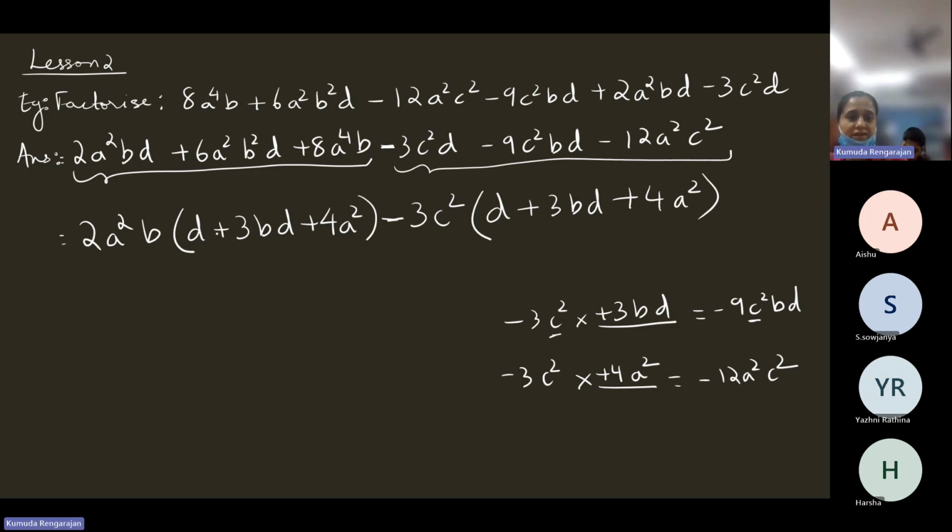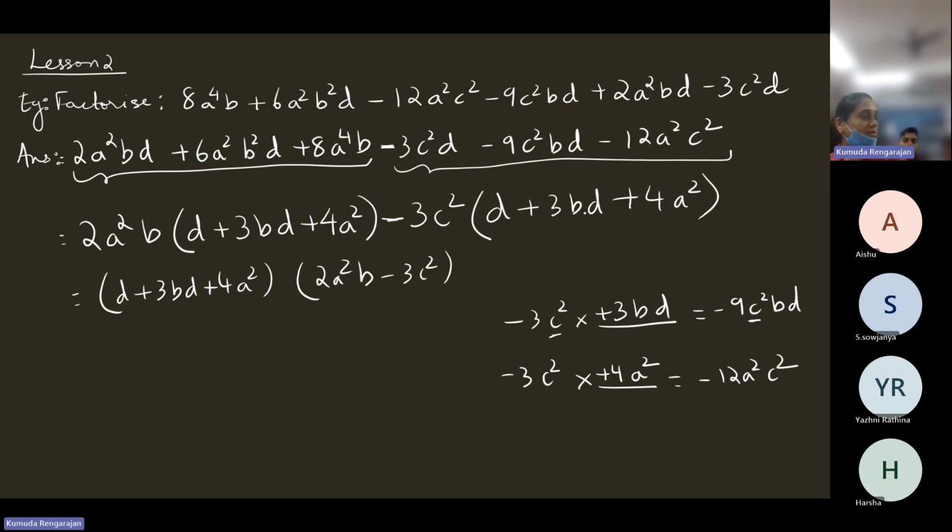Yeah, so now you can see D, 3BD. We went by the coefficients. You see 1, 3, 4, 1, 3, 4. We predicted that actually. So you can see D plus 3BD plus 4A square. You have the same expression in the brackets. So D plus 3BD plus 4A square into 2A square B minus 3C square.